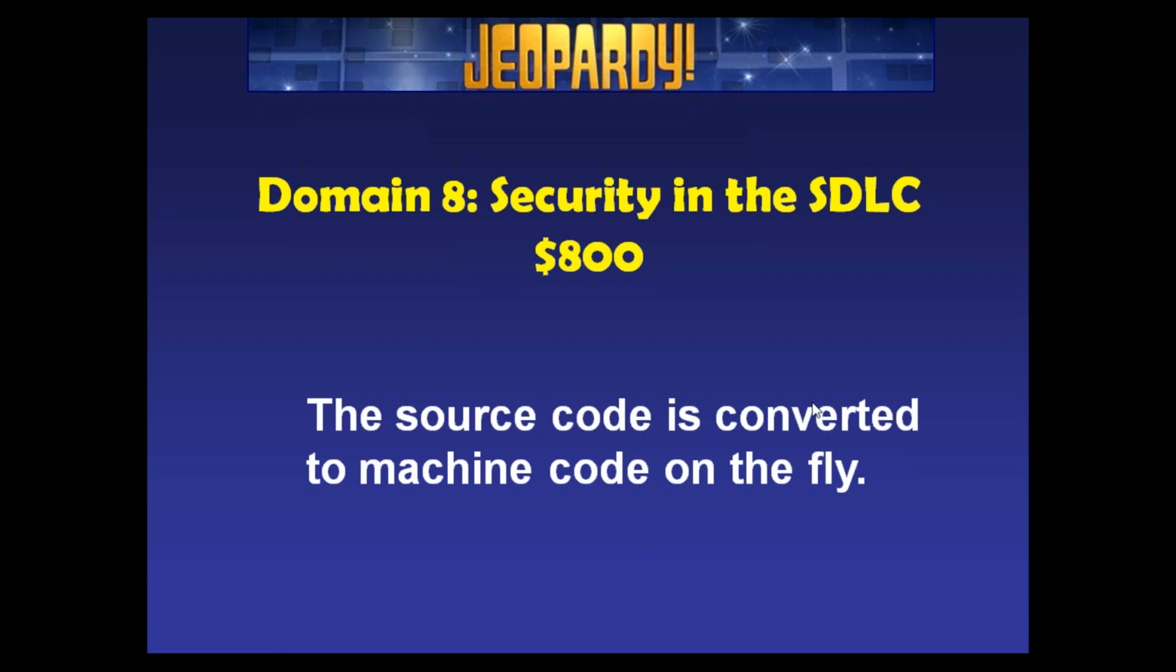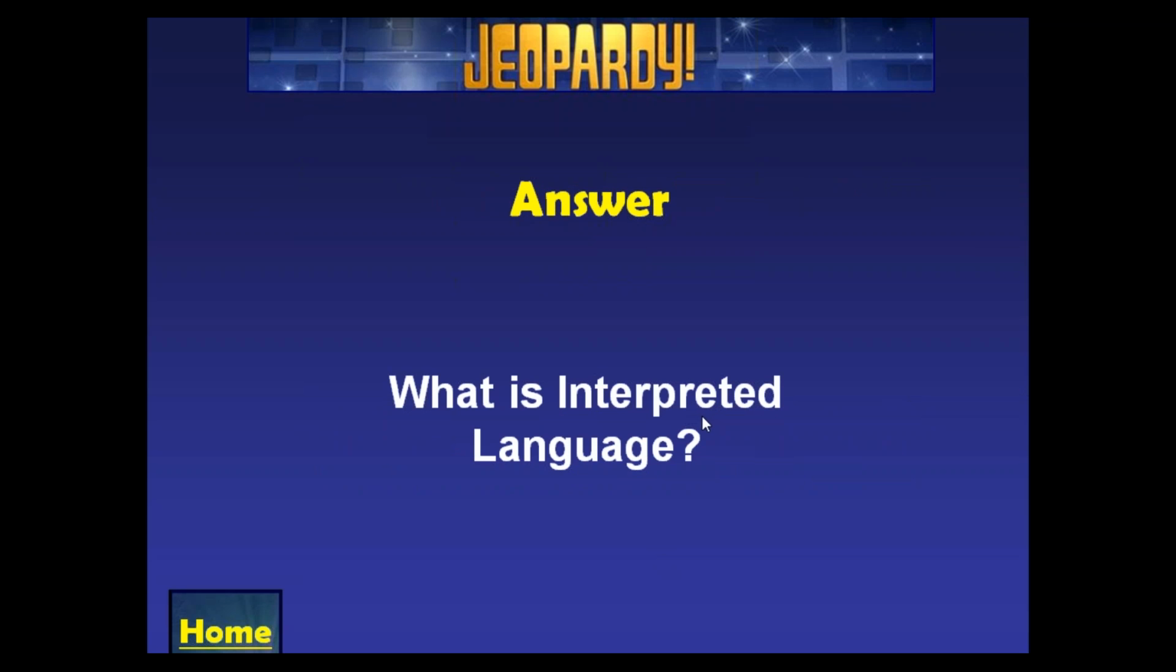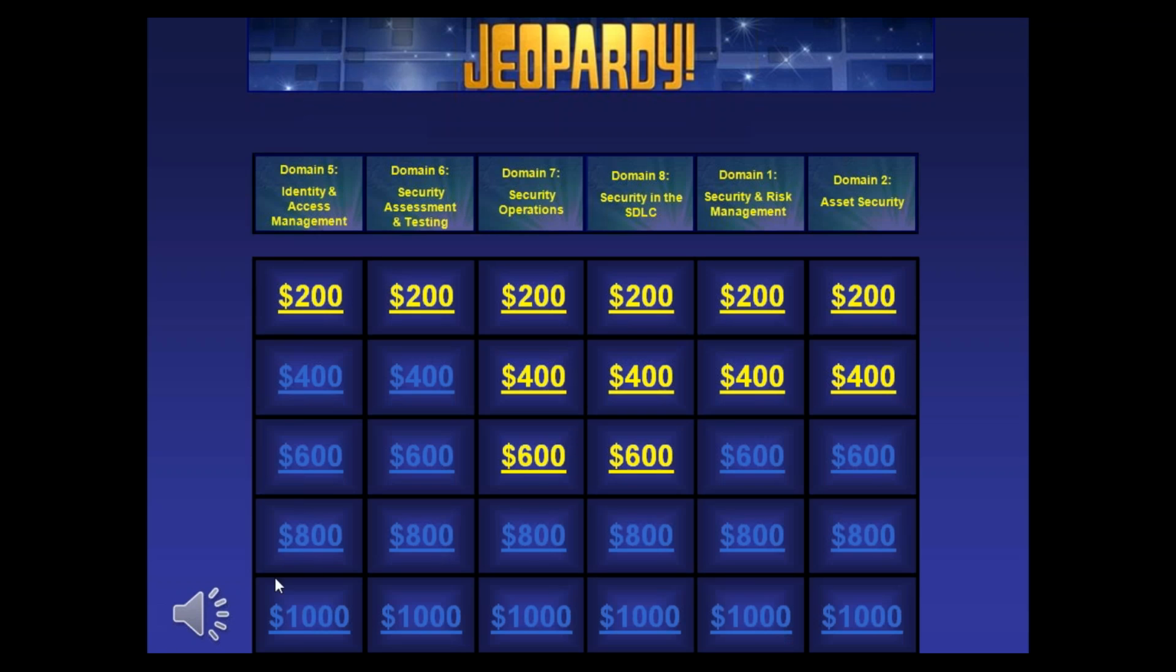First correct response again from Becky the Terminator, interpreted languages. With interpreted language, source code is converted to machine code on the fly as the source code instructions are being written. So interpreted programs must be reduced to machine instructions at runtime, which makes them run slower than compiled languages. And that's the main thing you need to know for the exam. Compiled languages run faster than interpreted languages.